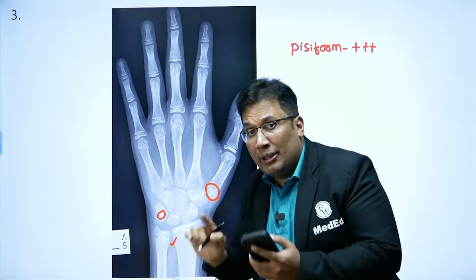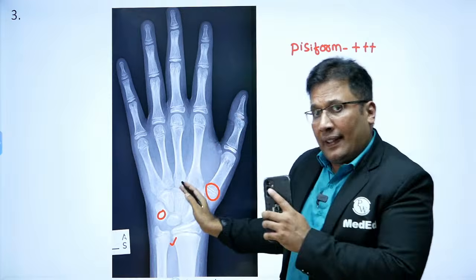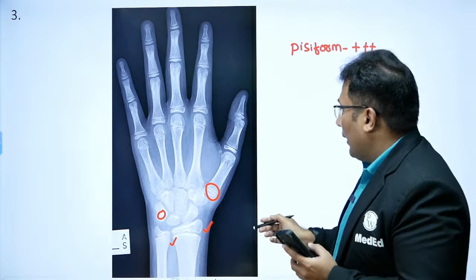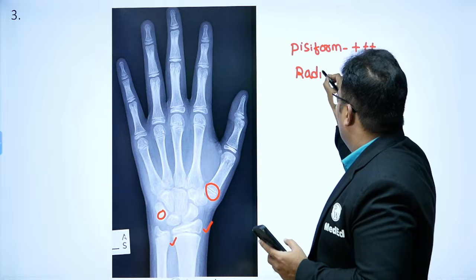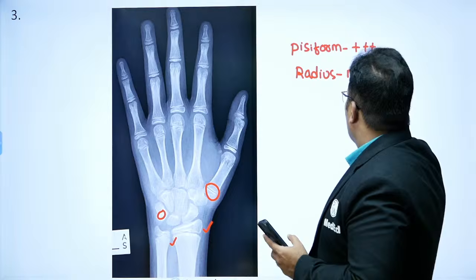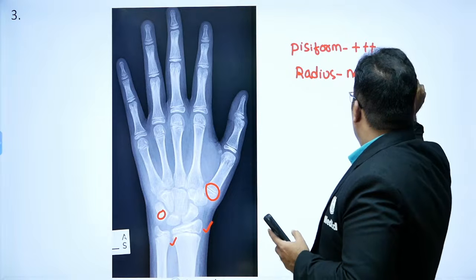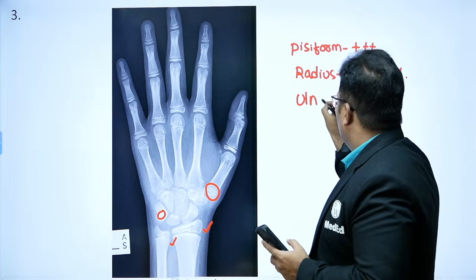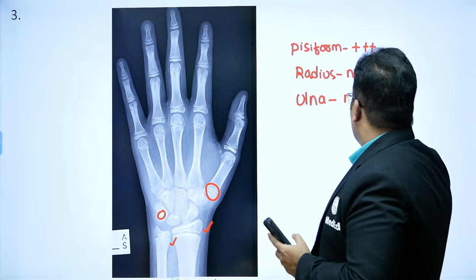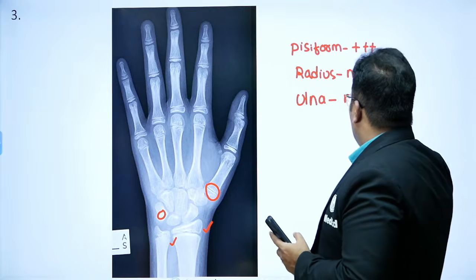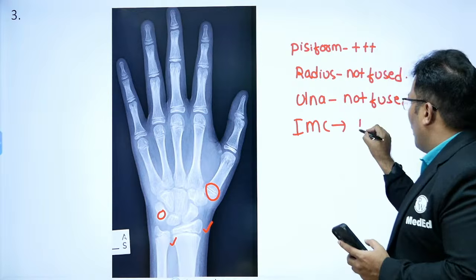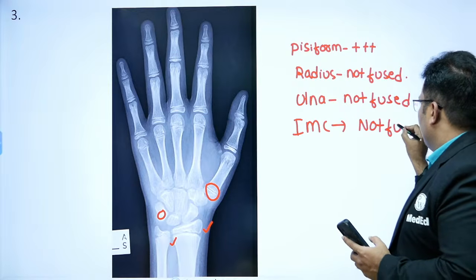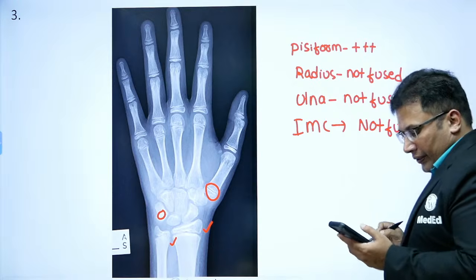So once pisiform is there, it means all the carpal bones are there, right? Then the radius has appeared, not fused. Ulna, not fused. First metacarpal, not fused. Now you calculate the age.